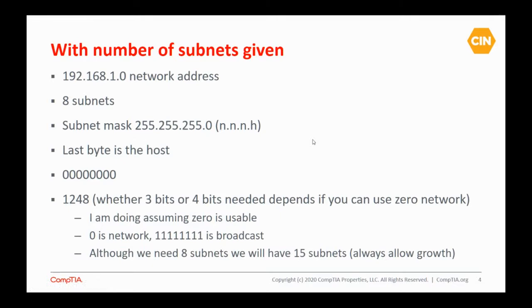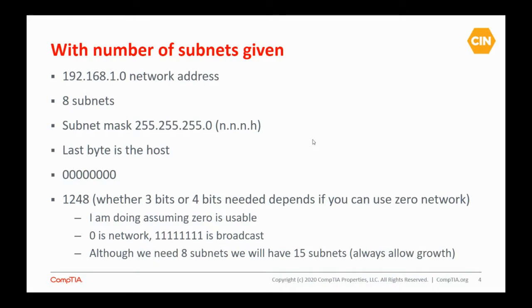So now we're going to go with the case that we've been given the number of subnets. We know how many subnets we want, and then we'll find out how many hosts we can have per subnet. The example I'm going to use here is 192.168.1.0. And remember, that's a private address, which is always used in examples. We want 8 subnets. For that network address, the subnet mask is 255.255.255.0. That should be three 255s. That's a tongue twister just about.